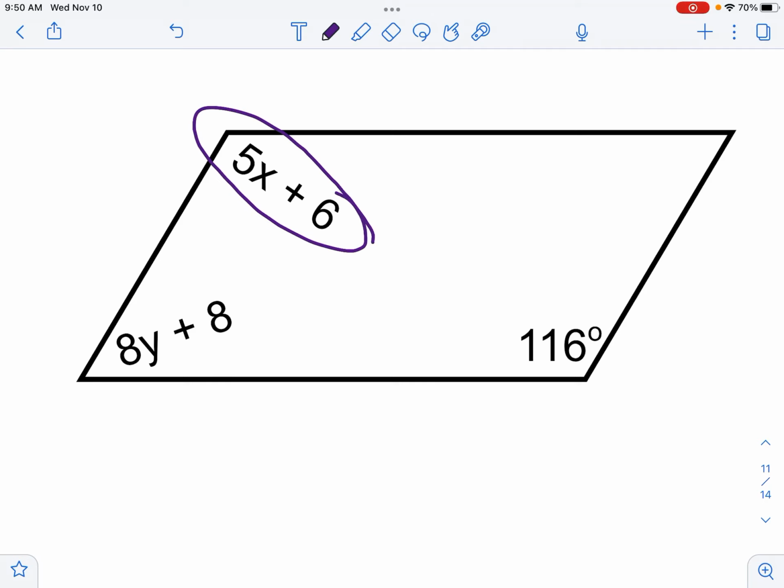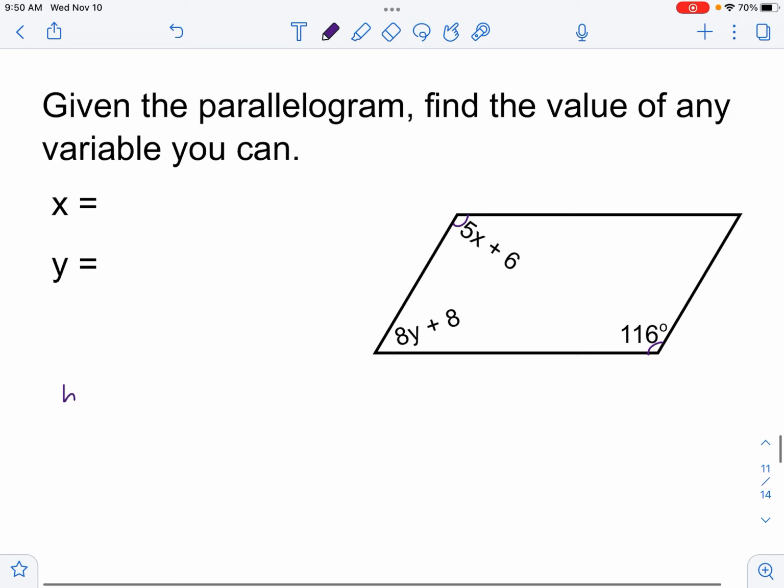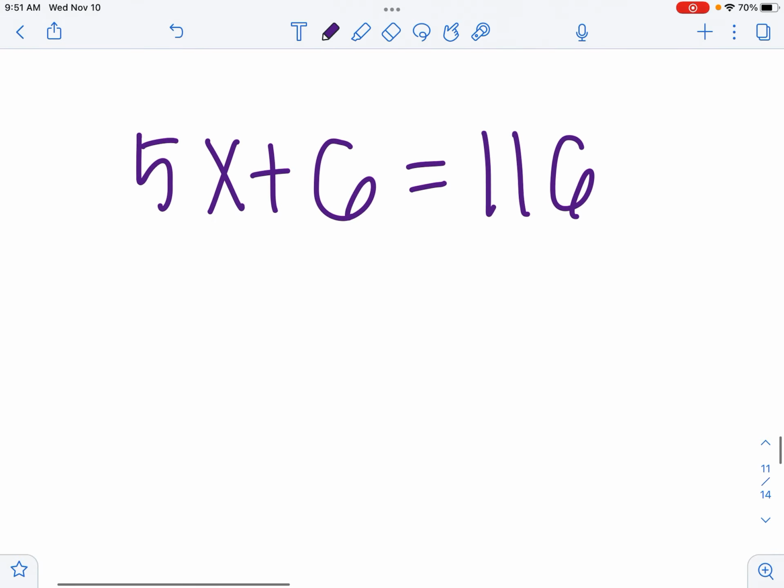So if I look here, I know that I have this angle, and opposite angles are congruent. So I can say that those two angles are equal to each other. I'm going to say this angle is equal to this angle. 5x plus 6 is equal to 116. And now I'm going to solve that.